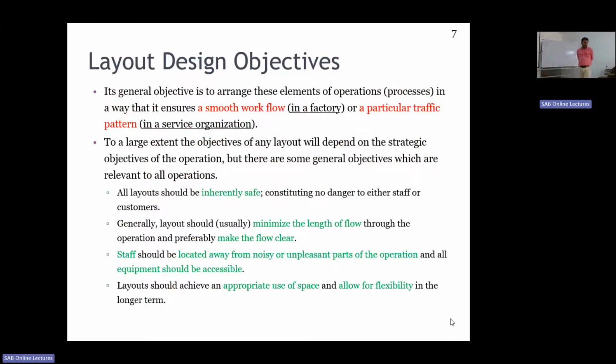When designing facility layouts, what are the other layout objectives you think relevant for modern operations and factories and offices? And of course, many. Like what? In addition to this, what could be the other layout decisions or layout objectives which are very important?